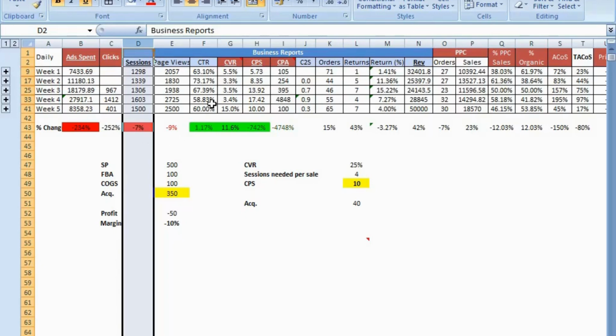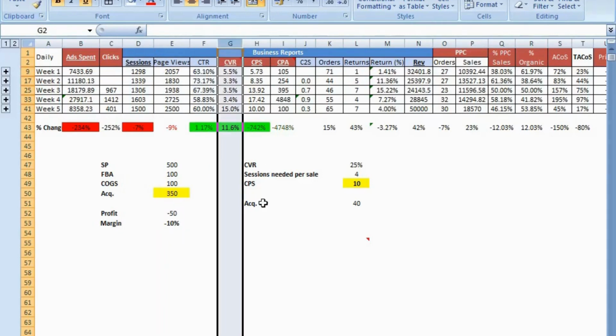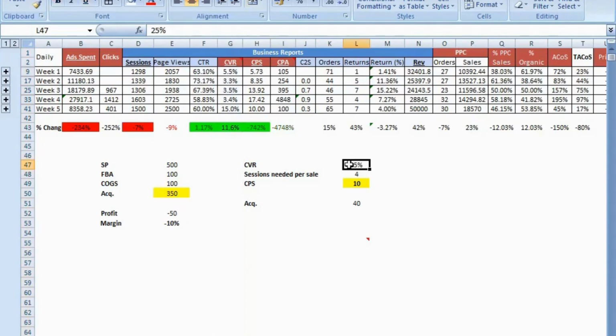And the next important aspect is our click-through rate, and more importantly, we also focus upon our conversion rate. Now we need to understand one thing, guys. Your conversion rate will determine how many sessions you would require in order to get one sale, right? So let me try to explain this statement here. Let's assume your conversion rate is 25%. In that case, you need 4 sessions in order to drive one sale.